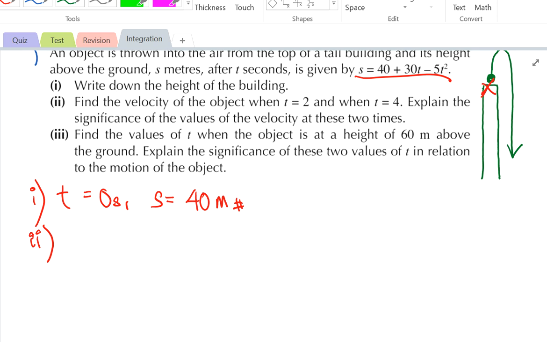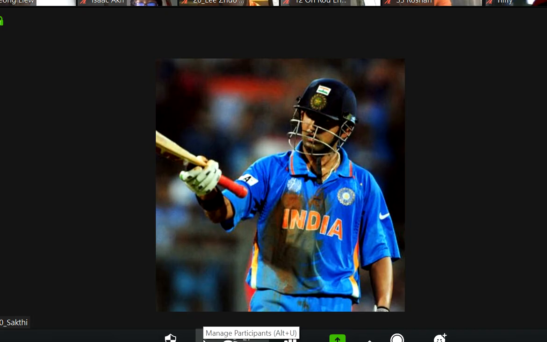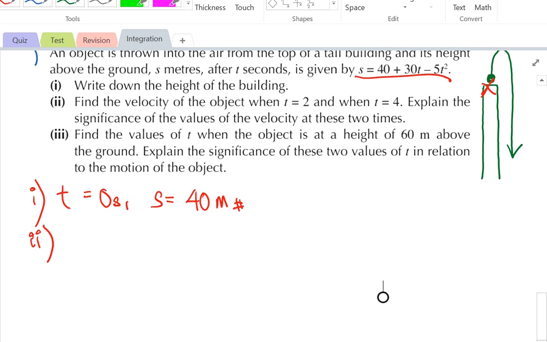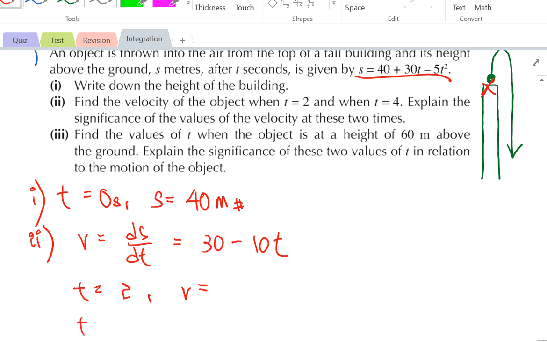Karina, how do we find velocity? ds over dt. Okay, very good. So velocity is ds over dt. And if you differentiate with respect to t, Karina, what's your answer? 30 minus 10t. Okay, very good. The question asks us to find the velocity when t is equal to 2. When t is equal to 4, we also need to substitute and find the velocity.